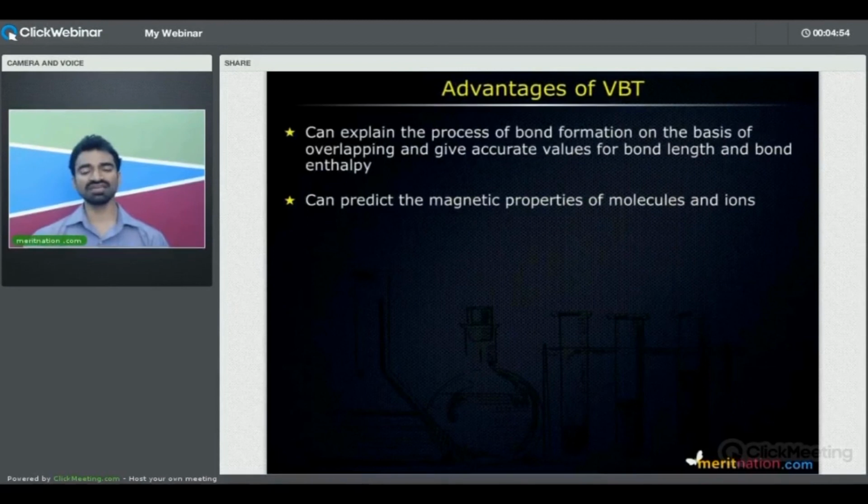Therefore, as we can see, the valence bond theory not only completely explains the bond formation process, it can also give the accurate values of bond length and bond energies. It can also explain the magnetic properties of ions and molecules.